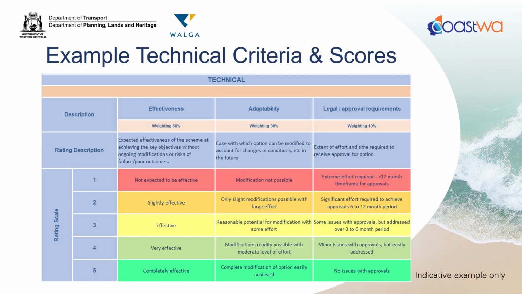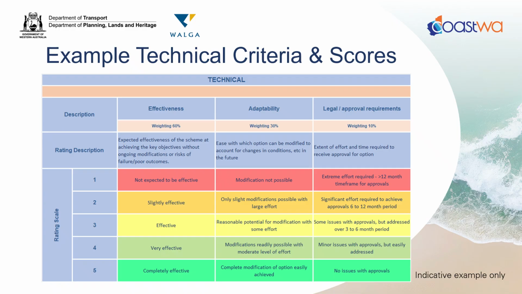So some example technical criteria, and often the technical criteria would be broken into sub-criteria to consider each of the appropriate items. In this example, we've assessed effectiveness, adaptability, and the legal approval requirements. And again, each of those sub-criteria can have different weighting to them depending on how important an element is. So as an example, under the technical criteria, we want the thing to work. Whatever our option is that we're considering, we want it to be effective. So typically your effectiveness would be ranked quite high within this. And we just rank them on that 1 to 5 system.